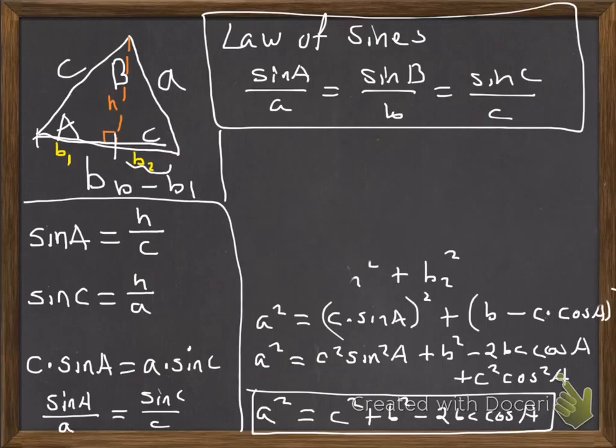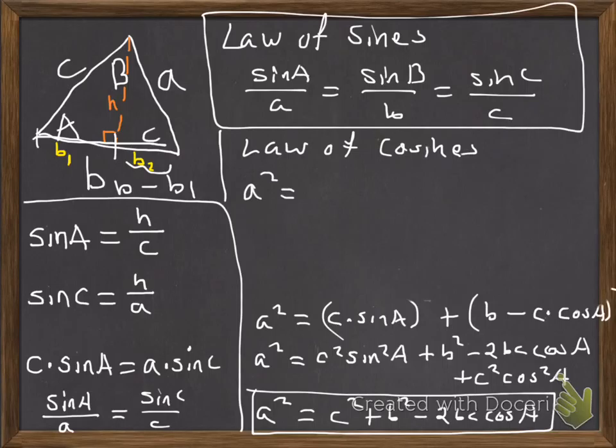Now we can play the same game and just reorient the triangle here, and we would get the other formulas for the law of cosines. So A squared is equal to B squared plus C squared minus 2BC cosine of A.